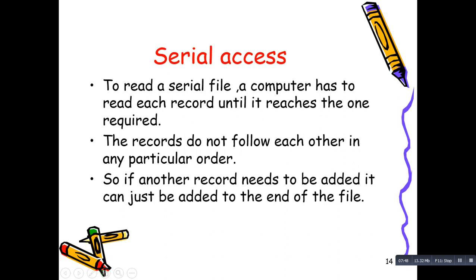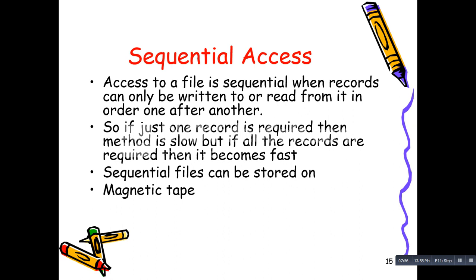Sequential access. Access to a file is sequential when records can only be read in order, one after another. So if just one record is required, then the method is slow, but if all records are required, the method will be fast. A sequential file can be stored on magnetic tape.